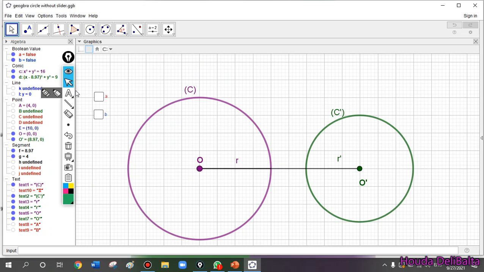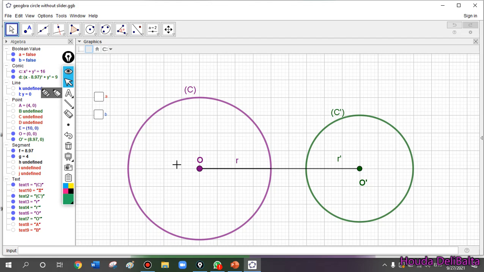In the previous videos, we talked about relative positions between lines and a circle. And here, in this video, as I promised, I'm going to talk about relative positions between two circles. As you see here, let's start with the first relative position between these two circles.